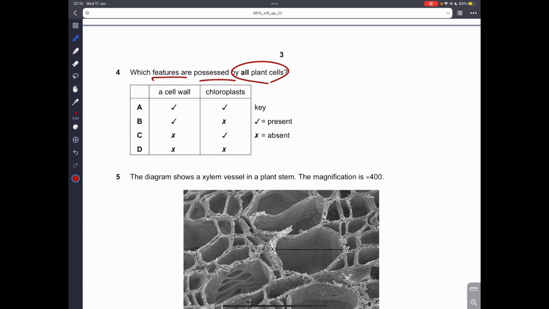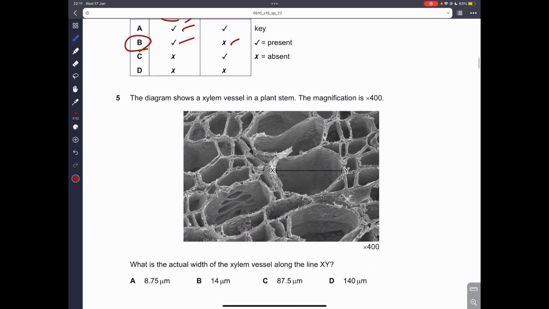Question number 4. Which features are possessed by all plant cells? Now, all plant cells will contain a cell wall. However, not all plant cells contain chloroplasts. This is something that most people often get wrong, because most plant cells contain chloroplasts, but not all plant cells contain chloroplasts. So that's one of the questions.